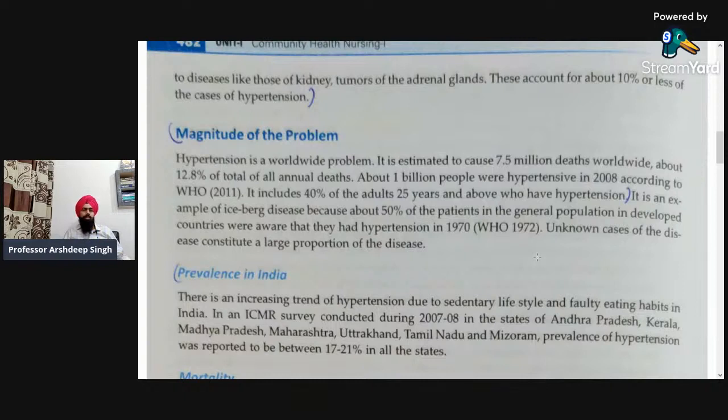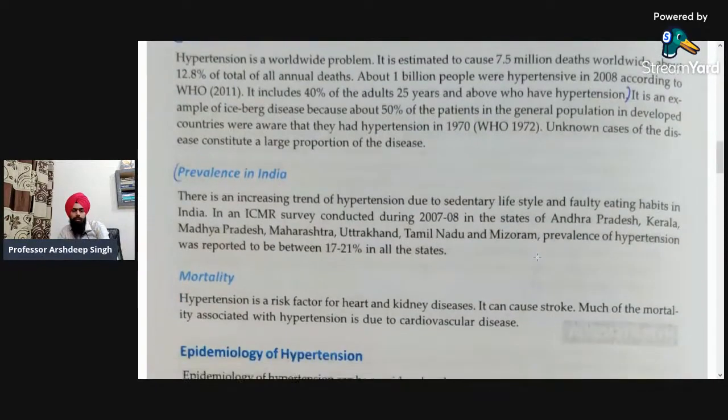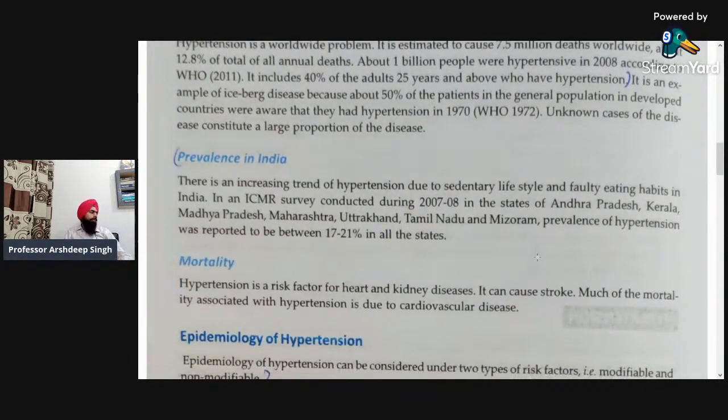That is 1 billion. According to WHO 2011, it includes 40% of adults 25 years of age and above who have hypertension. Okay, that is the magnitude of this condition at the worldwide level. Next is the prevalence in India. That was about the worldwide magnitude of the problem. Next, I will talk about the prevalence in India.